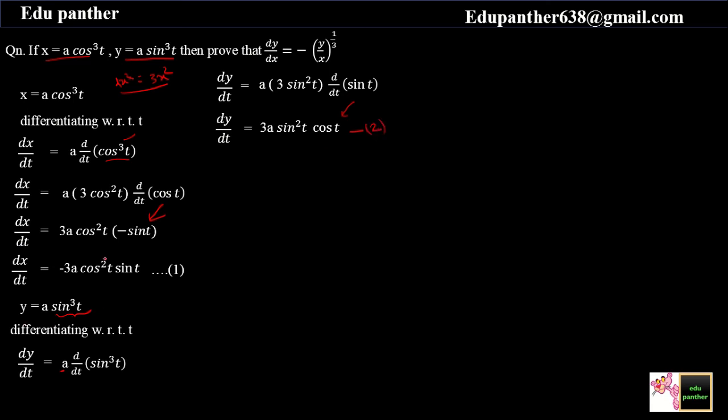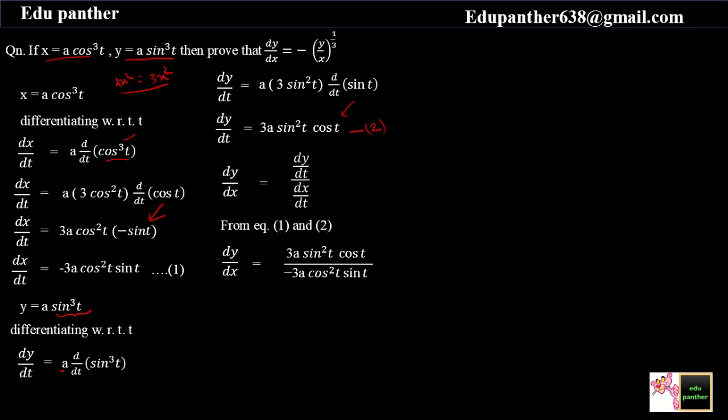So we have got dx by dt and dy by dt. Next we'll find dy by dx. The formula for dy by dx is dy by dt upon dx by dt. Now from equations number 1 and 2, we'll substitute the values of dy by dt and dx by dt. So we'll get the numerator 3a sin square t cos t upon minus 3a cos square t sin t. Now cancel out the terms. So what we'll get is minus sin t upon cos t. So this is our dy by dx. If we just had to find dy by dx, then this is our final answer.